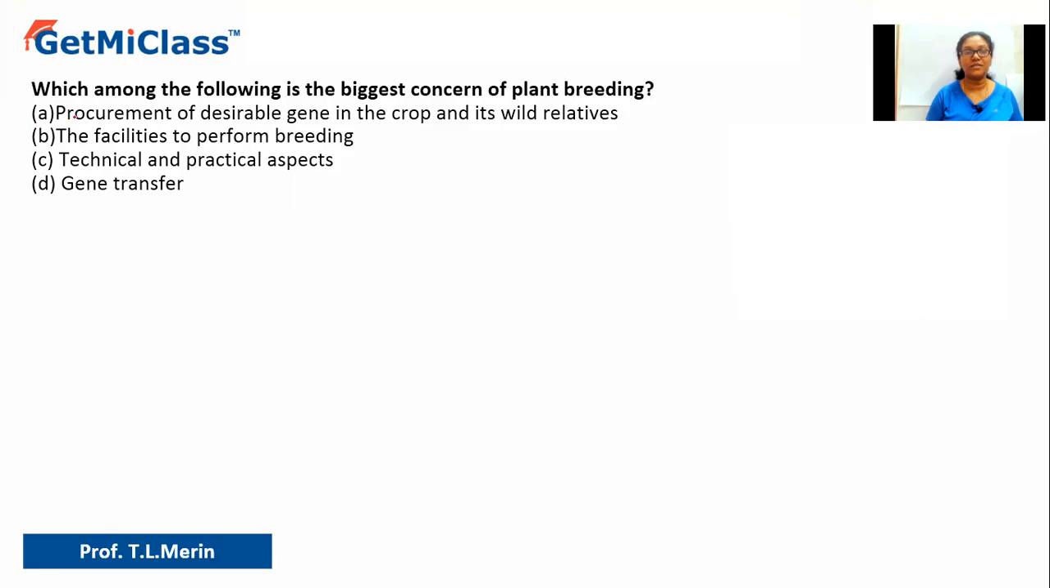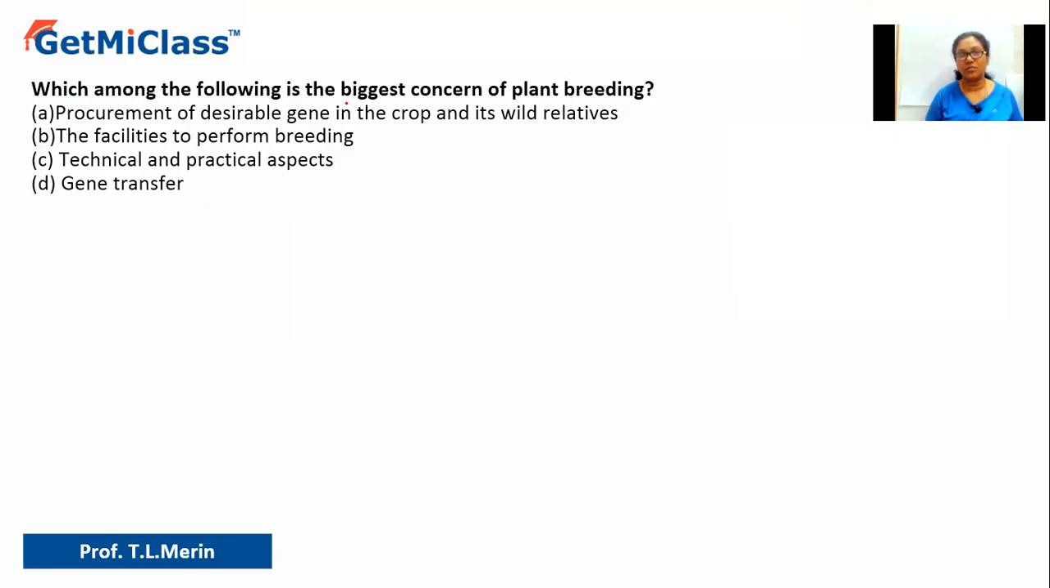Today we are going to solve this question which says which among the following is the biggest concern of plant breeding? Option A, procurement of desirable gene in the crop and its wild relatives. Option B, the facilities to perform breeding. Option C, technical and practical aspects. Option D, gene transfer.